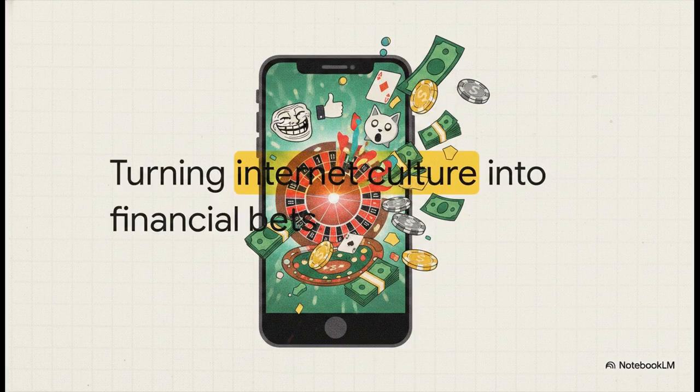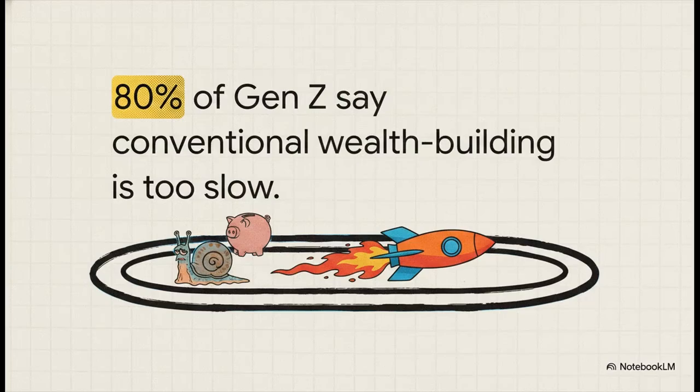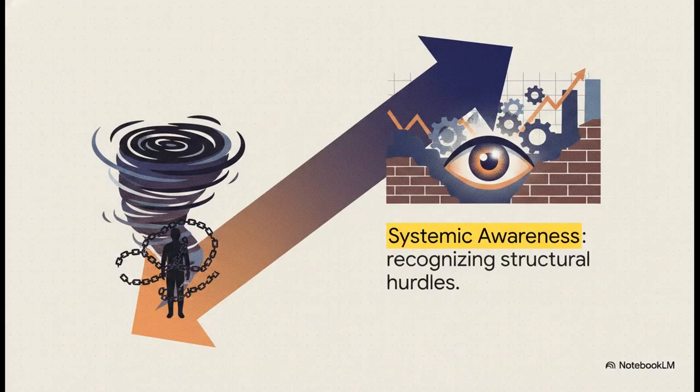They are even turning internet culture and daily doom scrolling into actual high-stakes market research. Wild, right? Actually, 80% of Gen Z traders drawn to this stuff say conventional wealth building is just hopelessly slow. So let's shift the paradigm. We have to stop internalizing failure and start recognizing these massive systemic roadblocks.